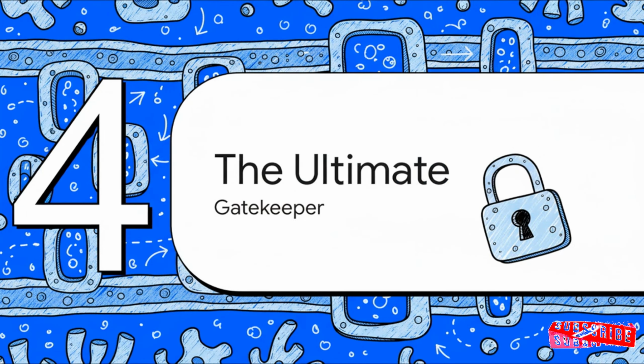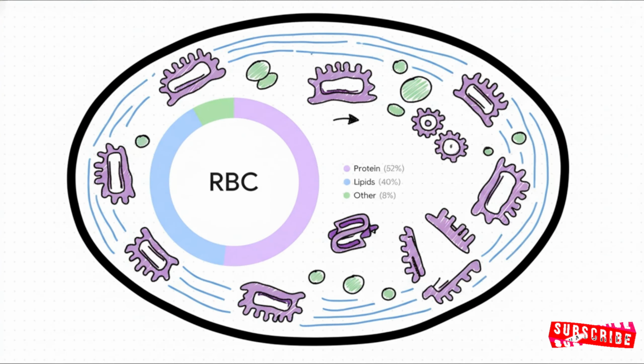But hold on. All of this amazing internal complexity, this whole bustling factory, is only possible because of one critical structure that separates the inside of the cell from the wild world outside. And that is the ultimate gatekeeper, the plasma membrane. And this membrane is not just a simple bag, far from it. If we look at a human red blood cell, for example, its membrane is 52% protein. That tells you something really important. These proteins are the active machinery of the gate itself. They're the channels, the pumps, and the sensors that control everything that happens at the cell's border.